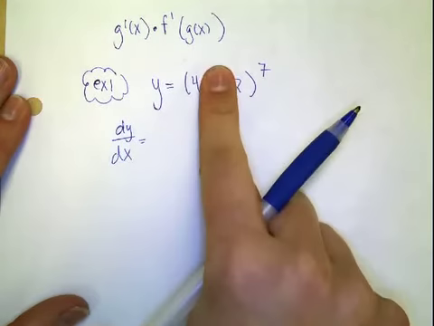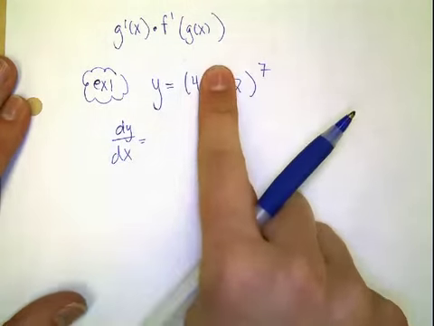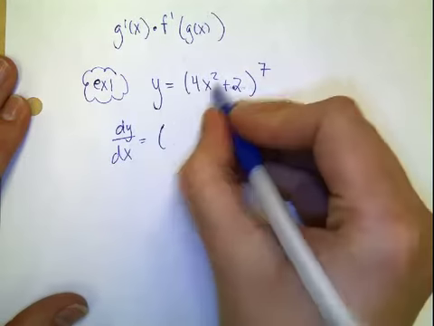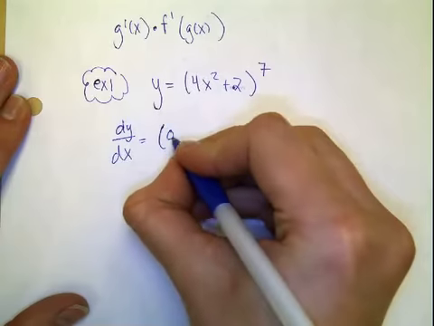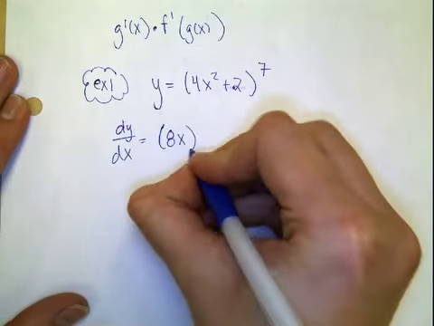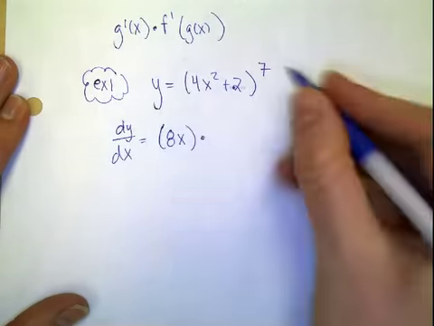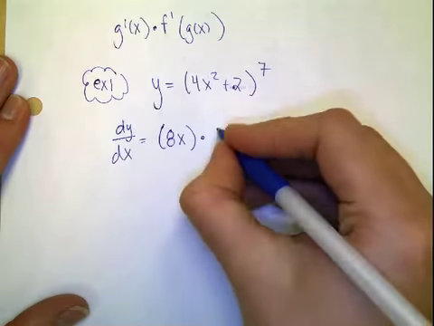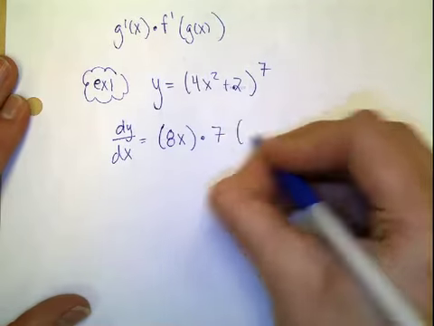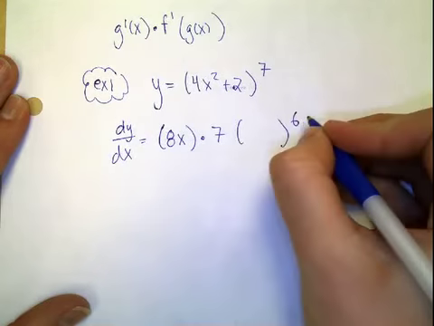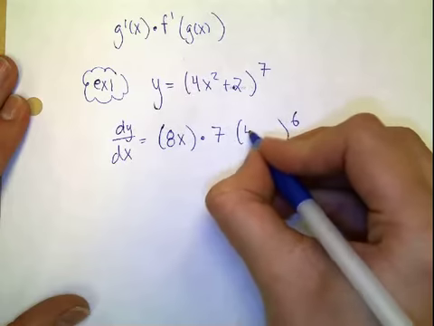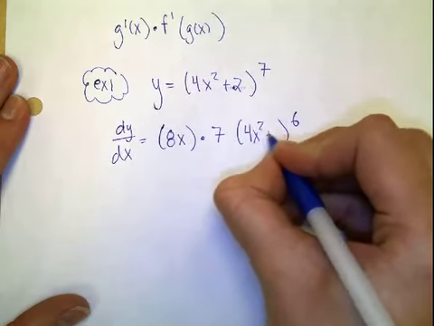This is something to the 7th power. So the something on the inside, I'm going to derive that first. 4x squared plus 2. That's 8x. Then I'm going to derive the outside. You know how it's something to the 7th power? Well, I'm going to bring down the 7th power and say it's something to the 6th power. Power rule, basically. But the rule is keeping the inside, so keeping 4x squared plus 2.